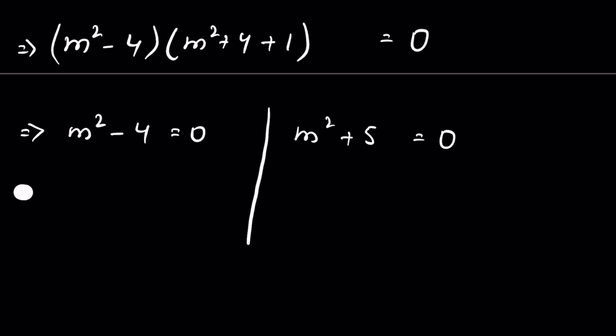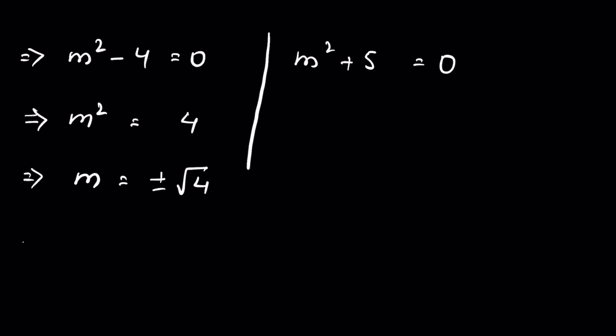Now when m square minus 4 is equal to 0, m square is equal to 4, or m is equal to plus minus square root of 4. So one value for m is plus 2, or it can be minus 2.